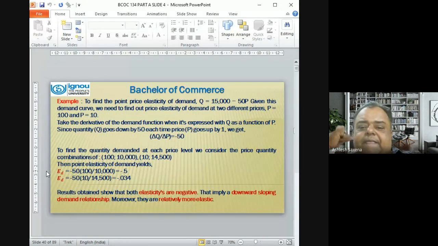See, to find the point price elasticity of demand, Q is 15,000 minus 50P. Given this demand curve, we need to find the price elasticity of demand at two different prices. The first one is P equal to 100 and the second one is P equal to 10. What we will be doing is differentiating this, delta Q upon delta P. So I'm going to get minus 50.